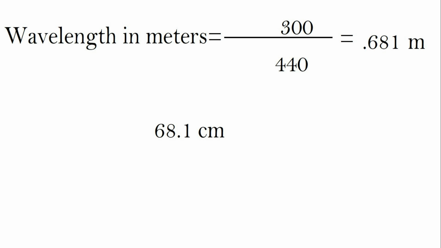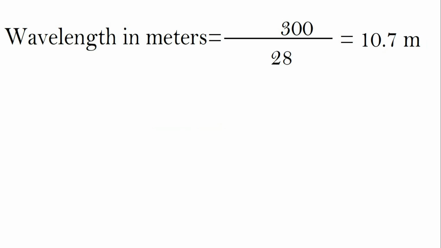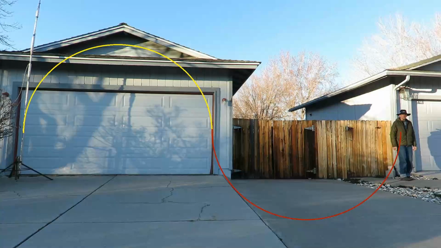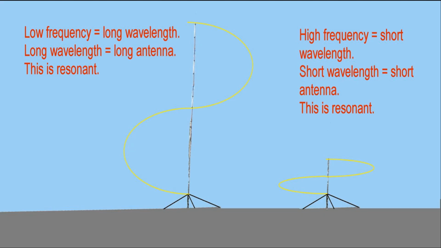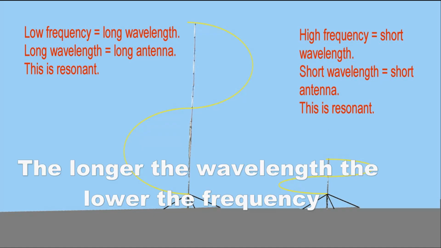Doing one more at 28 megahertz, the result is 10.7 meters or 17.5 feet. For 1 cycle, you'd be standing 10.7 meters or 17.5 feet away from the antenna. Thus, if you make your antenna 10.7 meters long, it would be resonant at 28 megahertz. So your electrical length of your antenna is about the actual length of the radio wave. The longer the wavelength, the lower the frequency, or the shorter the wavelength, the higher the frequency.